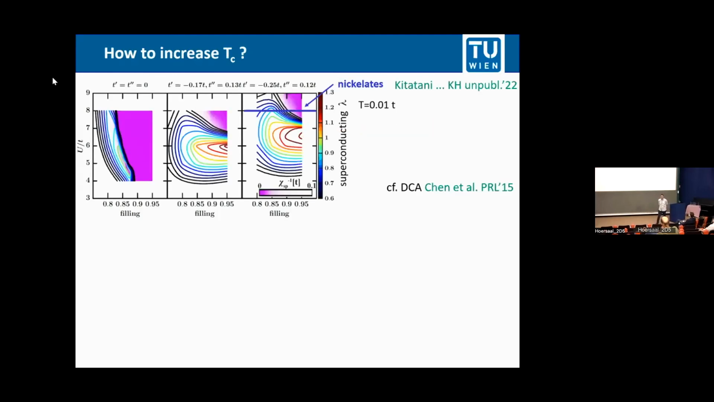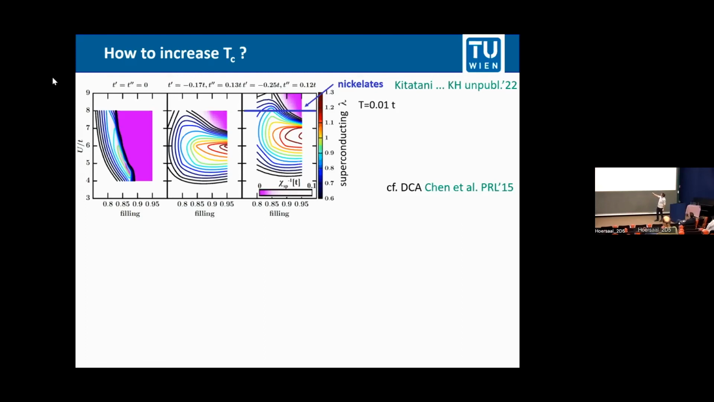Let's see how to increase TC. And what is shown here is a kind of phase diagram, Coulomb interaction versus filling. And what you see here as a fingerprint is the superconducting eigenvalue lambda. And everything above yellow, so yellow to red, would be superconducting in this phase diagram. And very similar fingerprints have also been found in DCA calculations by Emmanuel Gull.